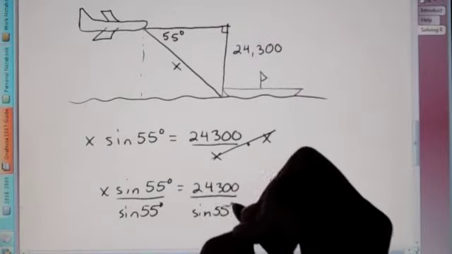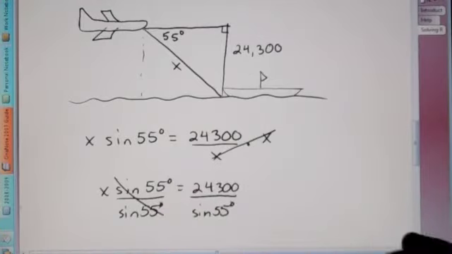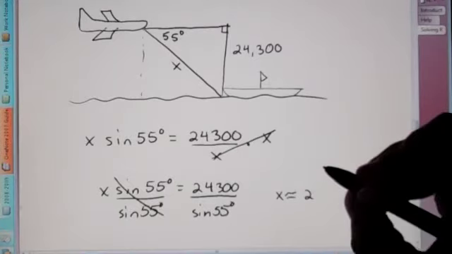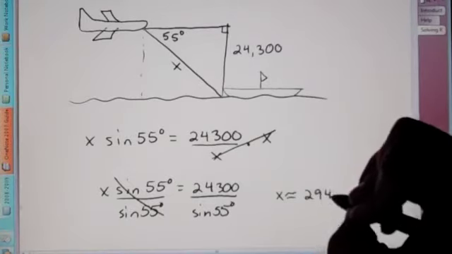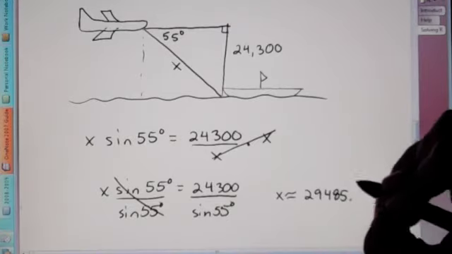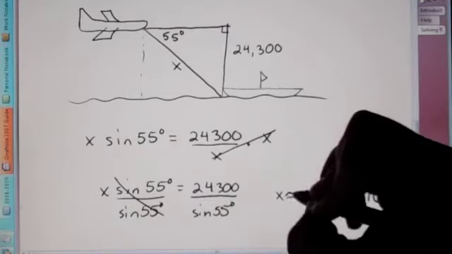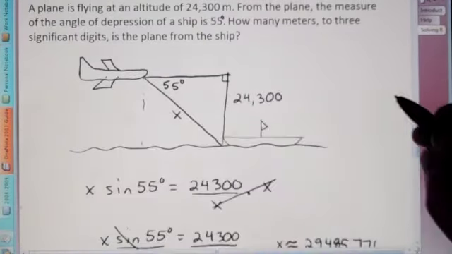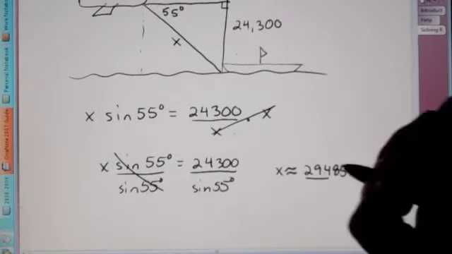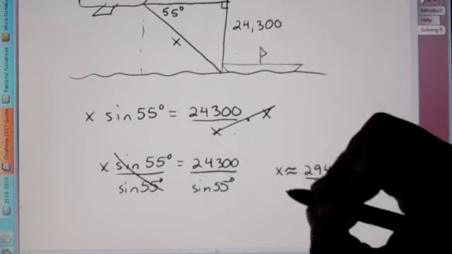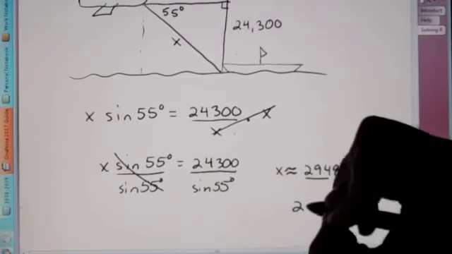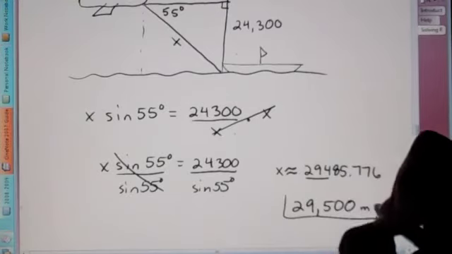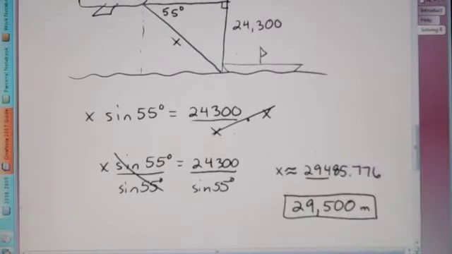Okay? So that crosses out. If we work that out on our calculators, you get x is about 29,485.776, approximately. But notice in the directions it says how many meters to 3 significant digits. So to 3 significant digits, what is it? So this rounds up. So we know our final answer is 29,500 meters. Okay? That is the distance between the plane and the ship.